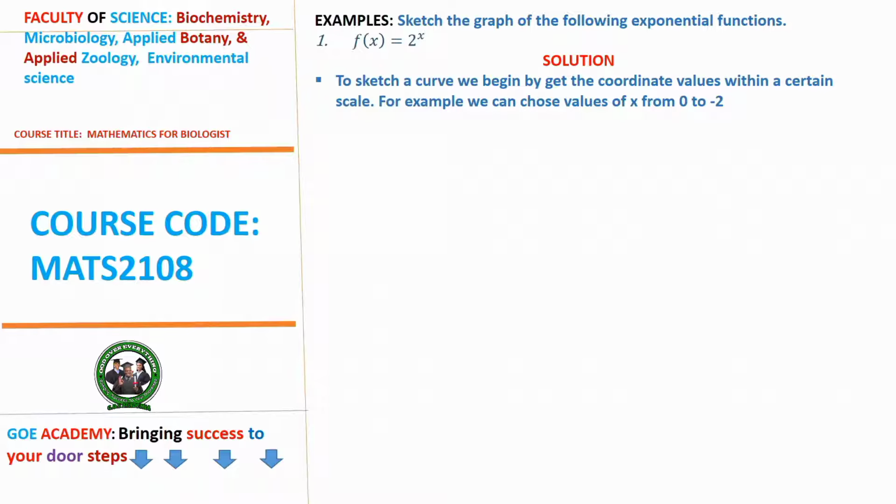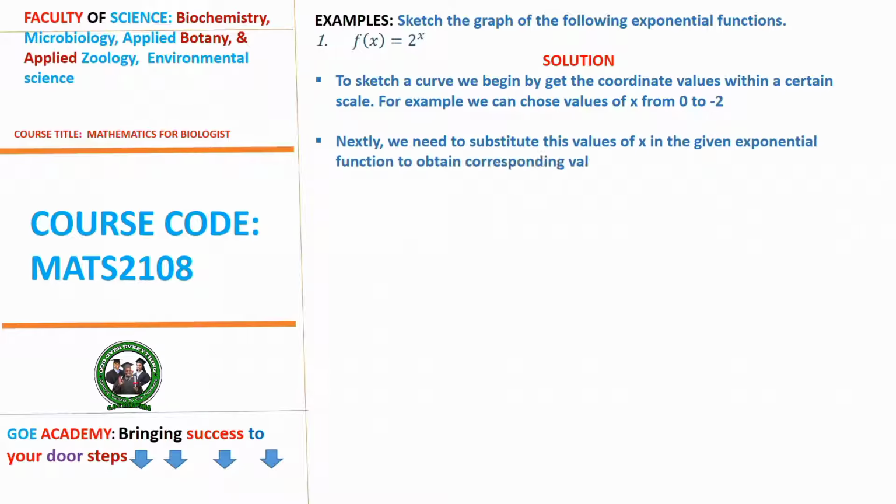You need at least 2 points to plot before you can sketch a curve. At least 2 points and above. But I always advise my students to get at least 3 points, so that you get the exact curve. Okay, so after getting my range of values of x, let's say I want to plot from -2 to 2, or from 0 to -2.